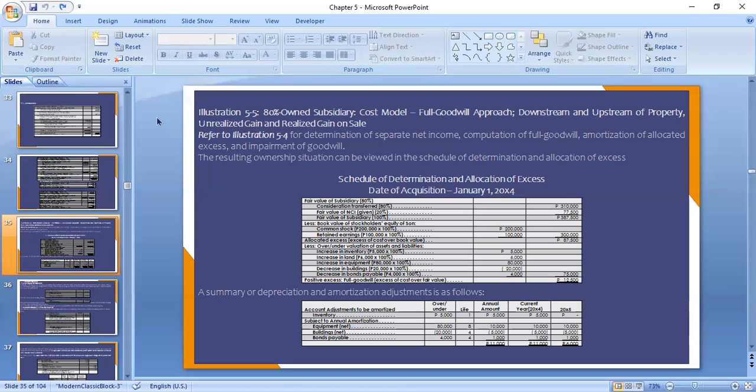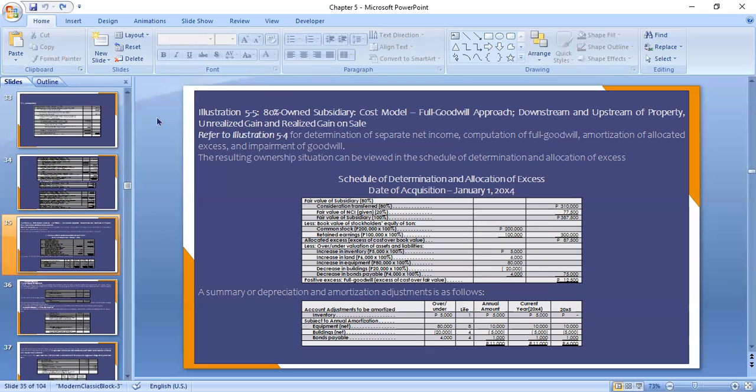And we have now the increase in land, increase in equipment, decrease in buildings to be deducted, and decrease in bonds payable. Now there's a decrease, and bonds payable is a liability. So decrease in liability would mean a positive effect. So we have now the positive excess using full goodwill, excess of cost over the fair value, for 12,500.